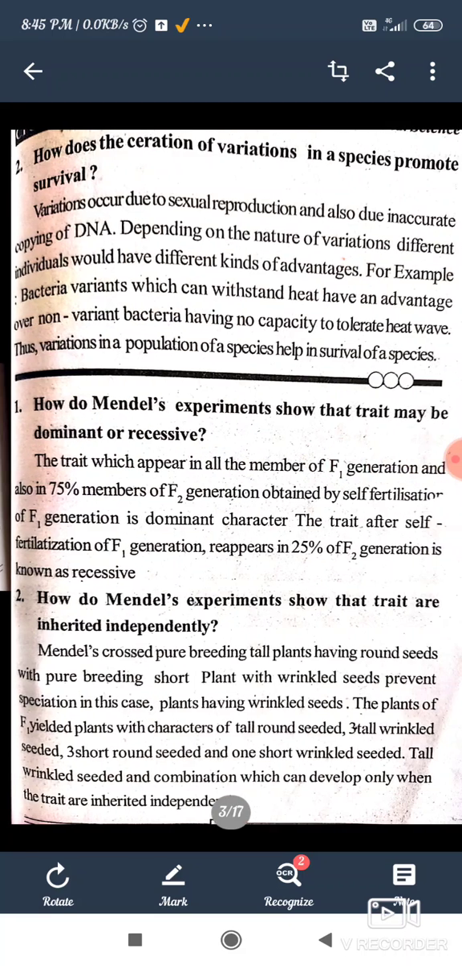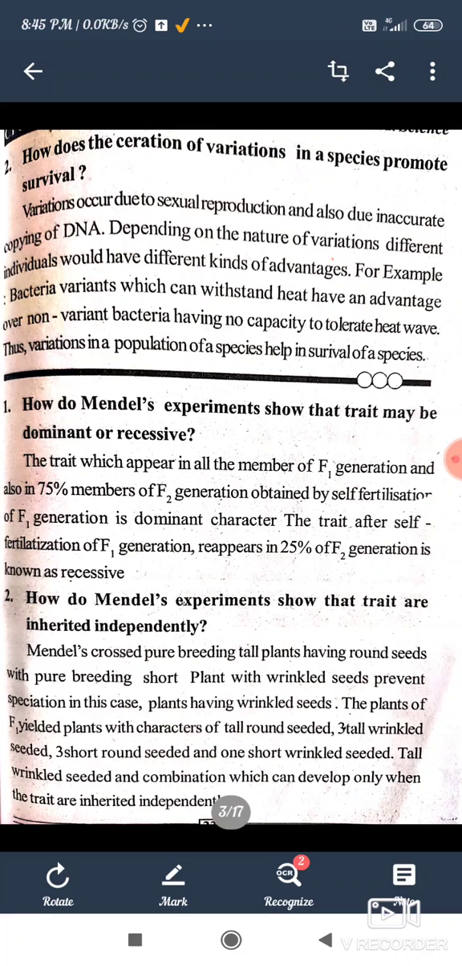If a trait A exists in 10% of the population of a sexually reproducing species and a trait B exists in 60% of the same population, which trait is likely to have arisen earlier? Here trait B, because in reproduction, traits which are present in the previous generation are carried over to the next generation with minimal variation. So trait B has a higher percentage, so it is likely to have arisen earlier.